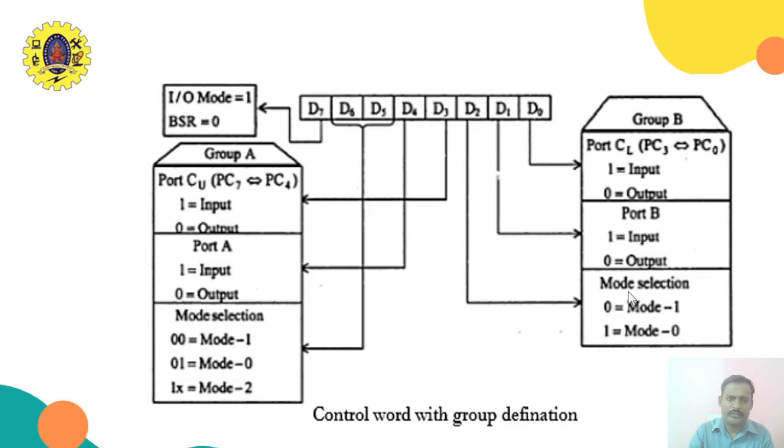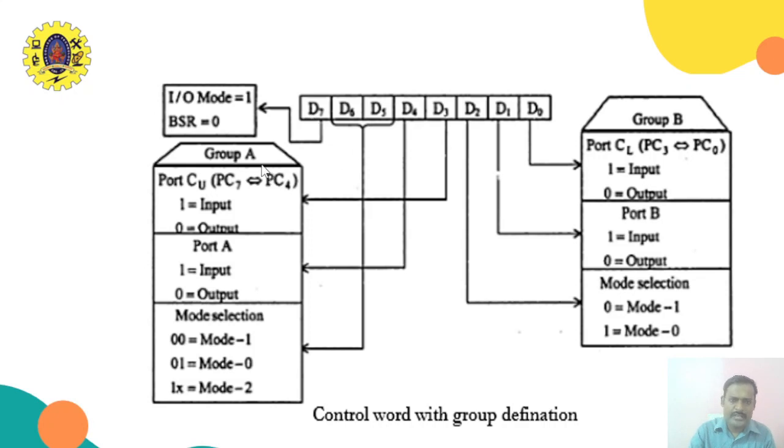Look at this control word register. The first bit, D7, selects BSR mode or IO mode. BSR mode means bit set reset mode, and it will be used only for port C operations. For IO mode, this bit must be 1. Actually, this is an IO control bit, so to choose an IO operation, the bit must be 1.